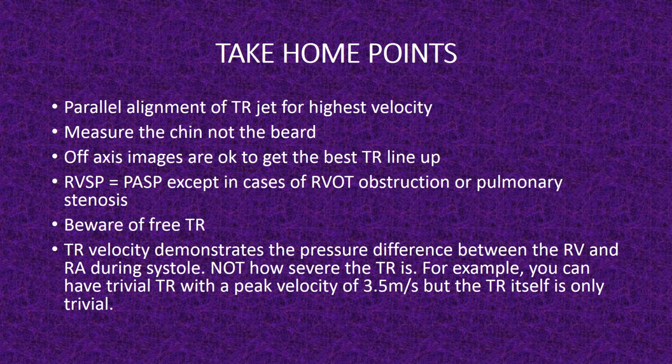Some take-home points. Parallel alignment of TR jet for the highest velocity, very important. Measure the chin, not the beard. Off-axis images are okay to get the best TR lineup. RVSP is equal to PASP except in cases of RVOT obstruction or pulmonary stenosis, and beware of free TR. TR velocity demonstrates the pressure difference between the RV and RA during systole and not how severe the TR is.